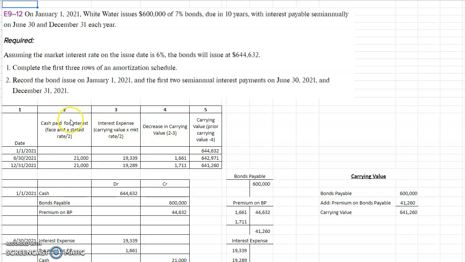Okay, cash paid for interest is always going to be the same amount, the face amount times the stated rate, no matter whether they're sold at a discount, a premium, or whatever. Okay, interest expense is going to be the carrying value times the market rate. So that's how we get these numbers here. And the difference, again, is going to decrease the carrying value.